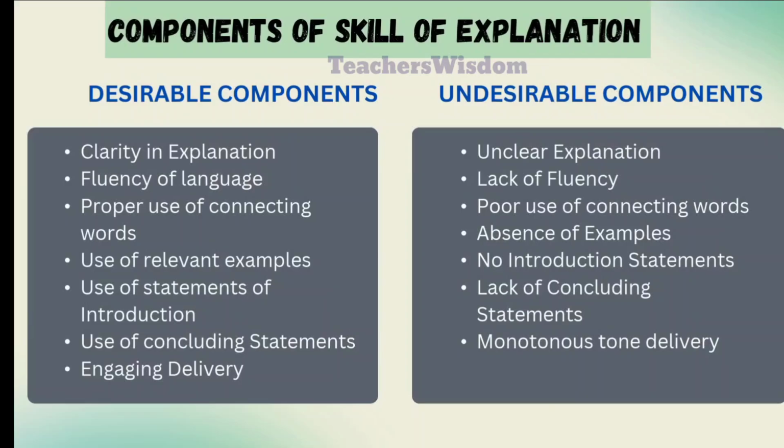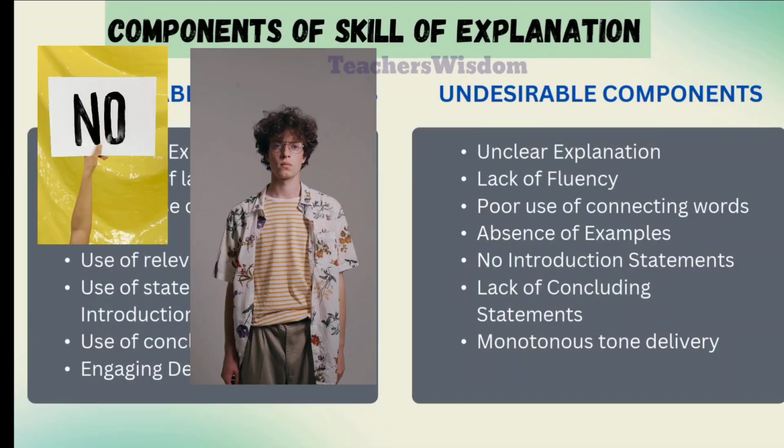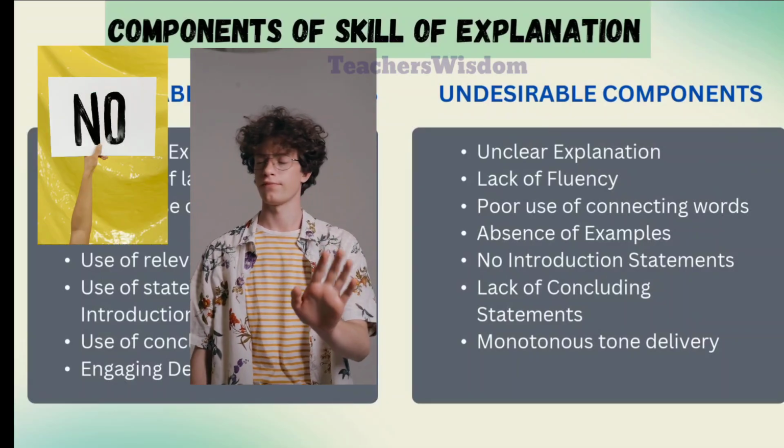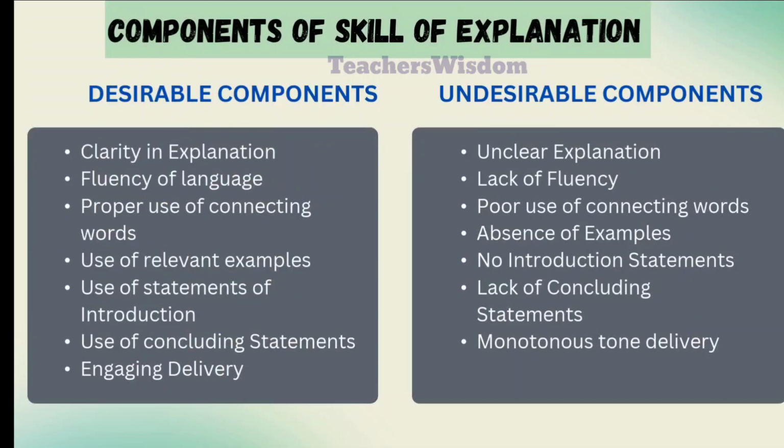Then there are some common mistakes which teachers normally make in the classroom. That is unclear explanation, lack of fluency, poor use of connecting words. They are not using examples in the classroom. Then no linking words, no introduction or conclusion. Then there is monotonous delivery. Avoid this if you want your explanation to be powerful.